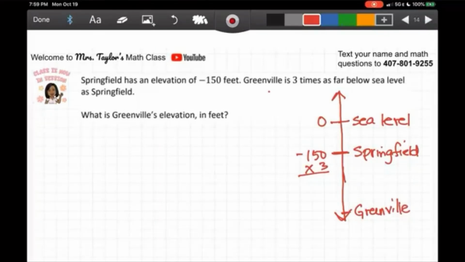So -150 times 3 is going to get me -450. So what is the elevation of Greenville in feet? It's going to be -450 feet.